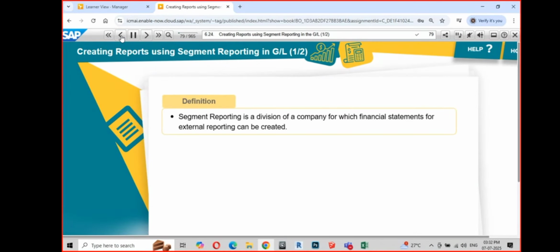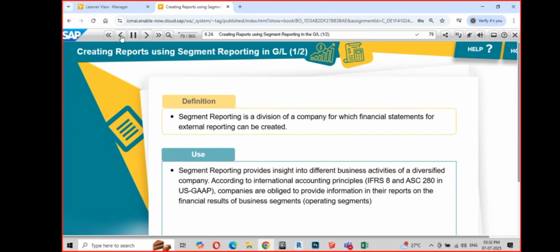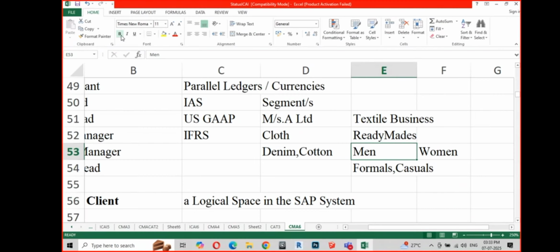Now read this. Segment reporting is a division of a company. It provides insight into different business related results. How is my ready-made men formals doing? How is my ready-made men casuals doing?